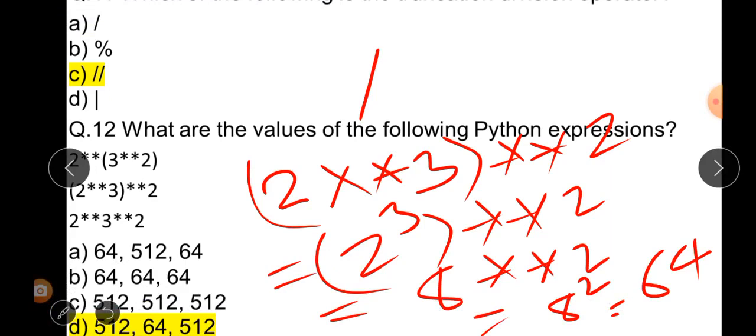Okay, let us check the third value. Now I think it is clear to all of you that the fourth is the correct answer, because there is a doubt between C and D. D contains 512 and 64, and no other option contains these two values as the first two values. So D is the correct answer. But for our knowledge, we should solve the third expression of this question.